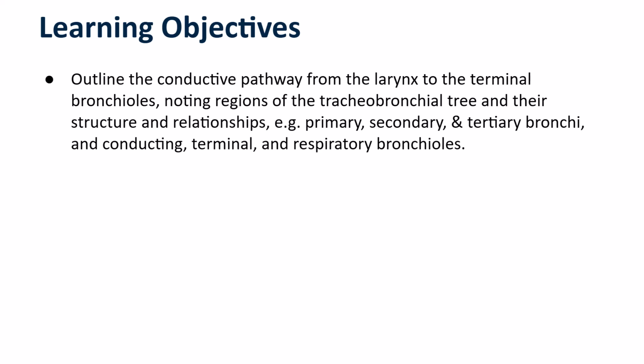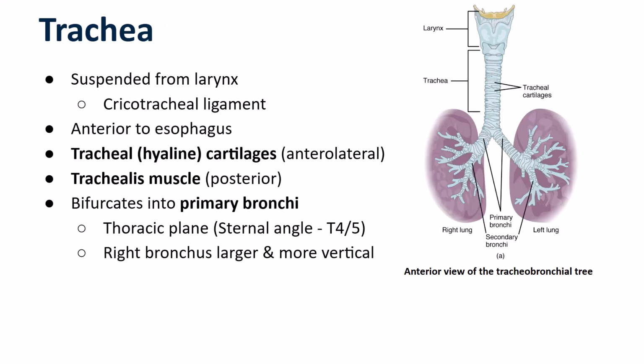In this video, we'll outline the conductive pathway from the larynx to the terminal bronchioles, noting regions of the tracheobronchial tree and their structure and relationships. For example, the primary, secondary, and tertiary bronchi, and conducting terminal and respiratory bronchioles. Let's begin with the trachea.